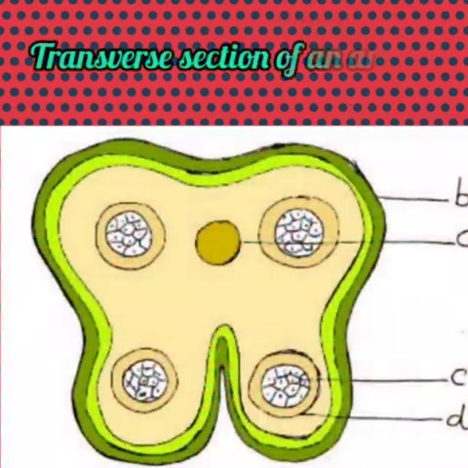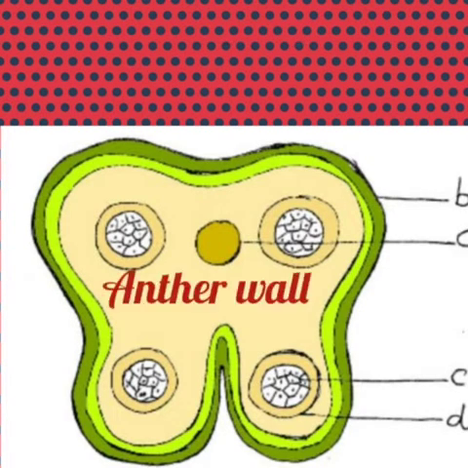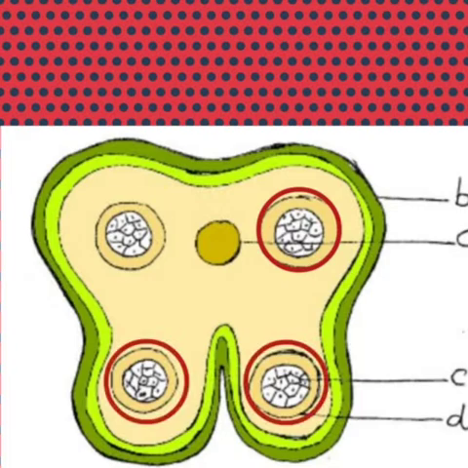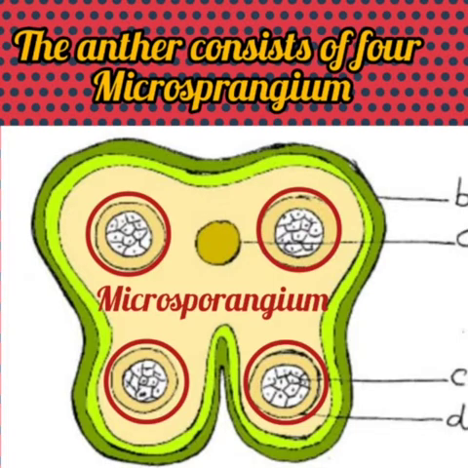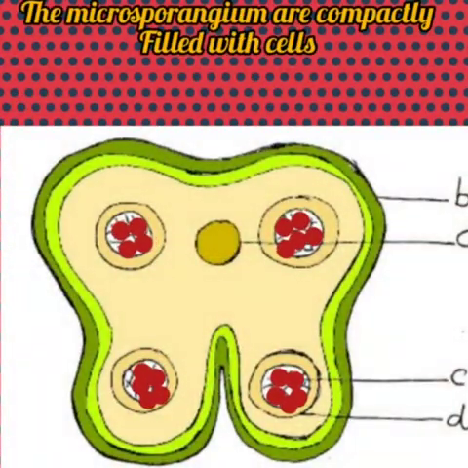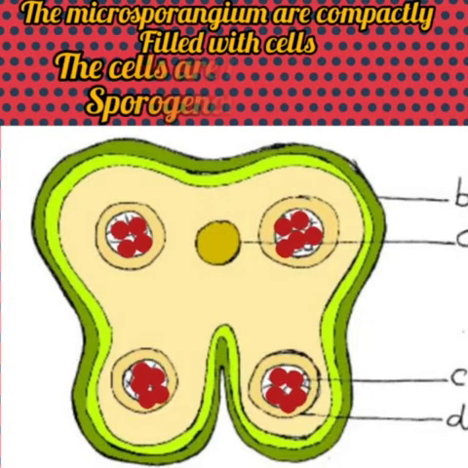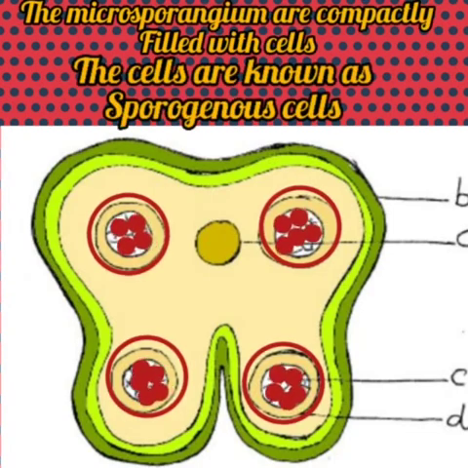Now students, we know that this is a diagram of a transverse sectioned anther. Here we have the anther wall. The anther consists of four sac-like structures called microsporangium. These microsporangium are filled with cells. These cells are known as sporogenous cells. They are compactly arranged inside the microsporangium.